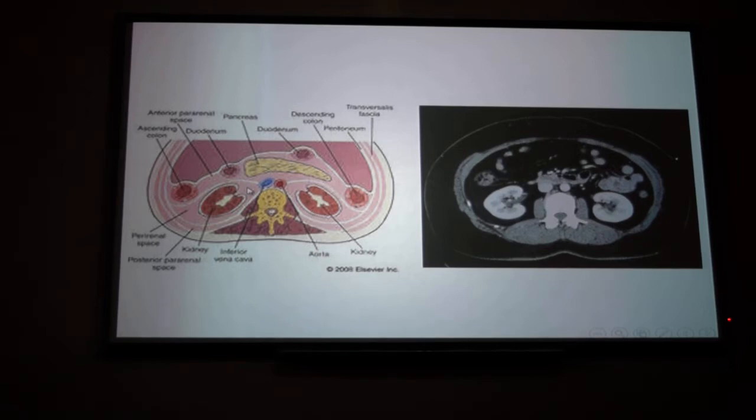By the way, these perinephric spaces communicate. If you go down, they will communicate in the lower pelvis. So these are sort of limiting the disease process there. This is nature's way of limiting the disease to the perinephric space.